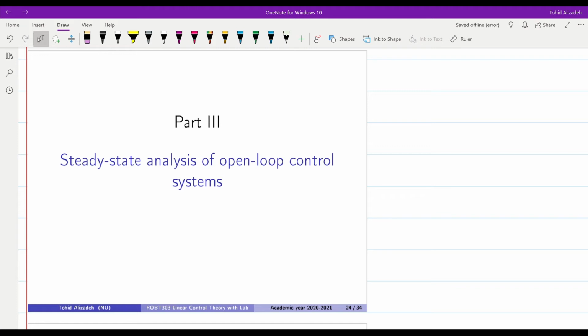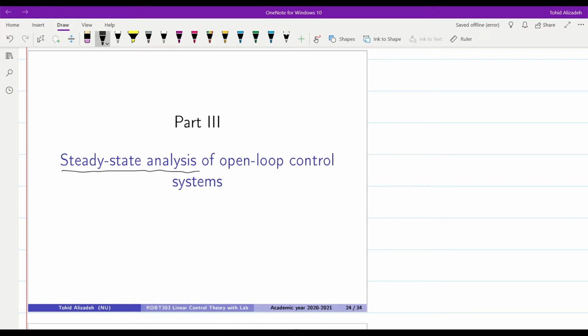Before considering more details regarding the closed-loop control systems, we want to have a quick look at the behavior of the open-loop control systems. This is just to show you why closed-loop control systems would be more desirable for us. So initially we discuss the steady-state behavior or analysis of open-loop control systems.